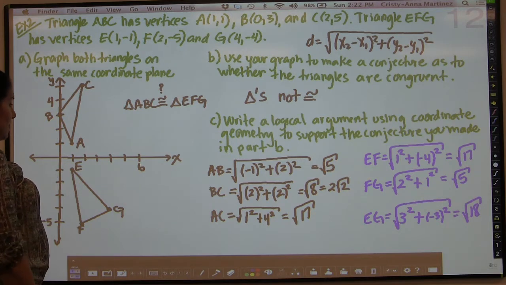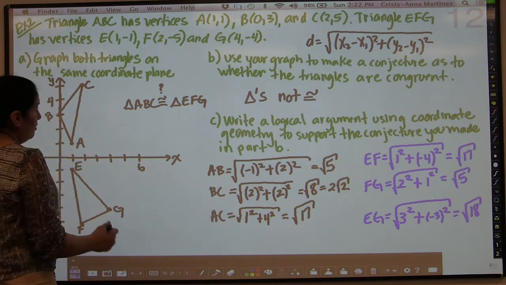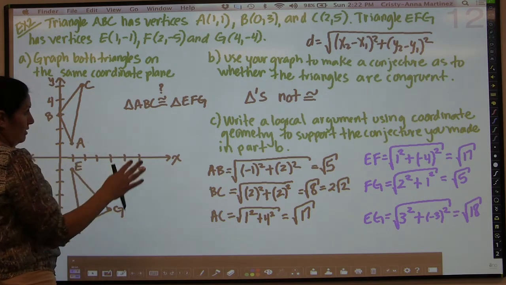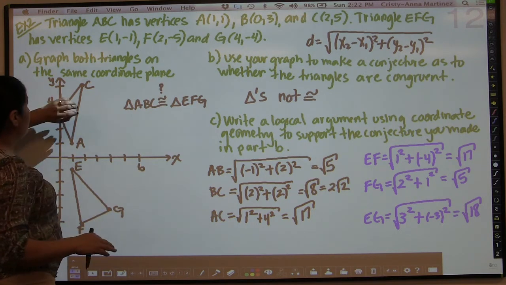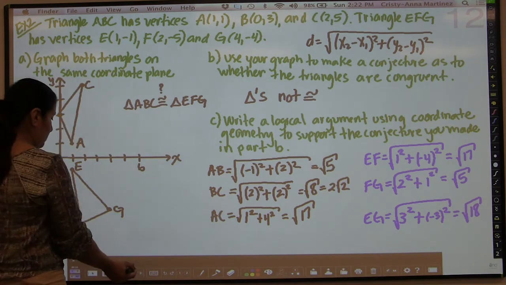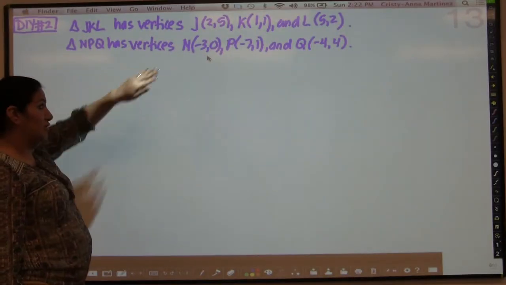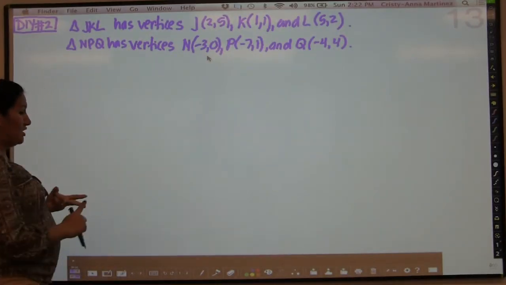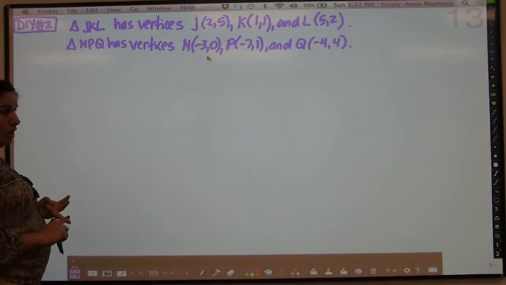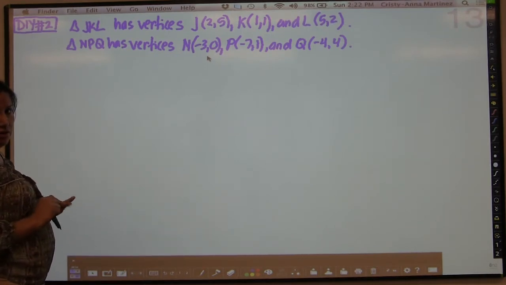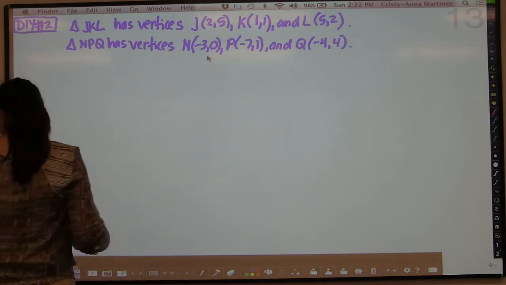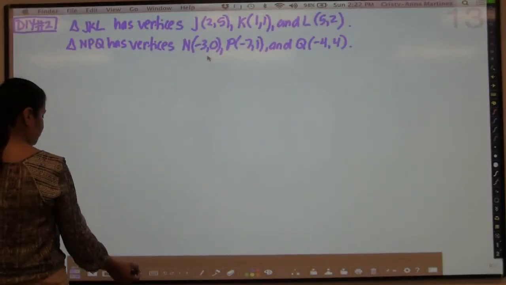So that is how you do example 2. And now you're going to want to do the exact same thing, parts A, B, and C, but for these two triangles, JKL and NPQ with these vertices. I didn't want to rewrite all of the steps again. So you want to graph them, you want to make a conjecture, and then you want to logically prove that with your coordinate geometry. All right, so that would be example 2.